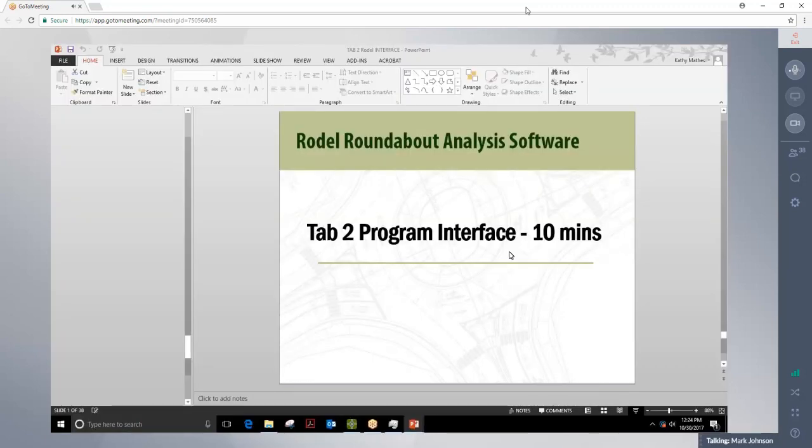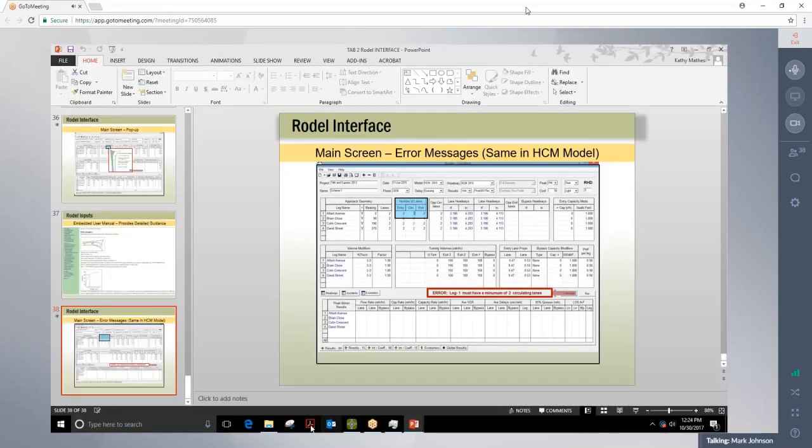Okay, so that was it for the overview of the user interface.